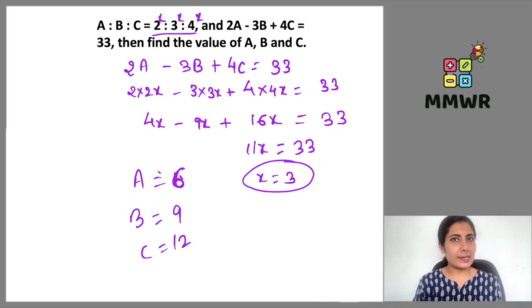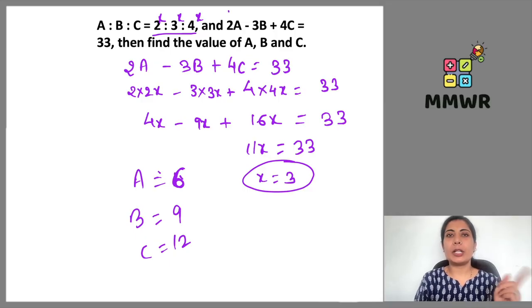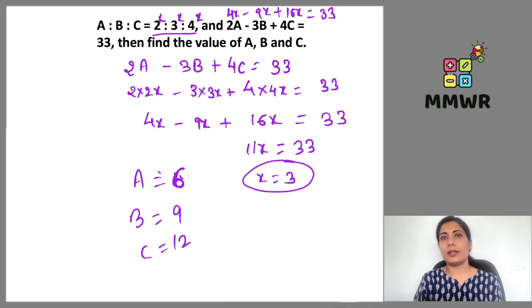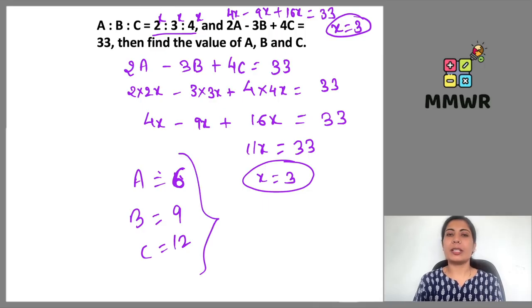I hope it's easy to understand, right? We can do it by other way also. Let me show you the shortcut way. Here itself 2 multiplied by 2x gives me 4x minus 9x plus 4 multiply 4x is 16x. Even if we do not write x, then also it's easy. So left side will be getting 11x, 11 and 33 is going to give me the value for x, which is 3. 3 multiply 2, 3 multiply 3, 3 multiply 4 gives me this.